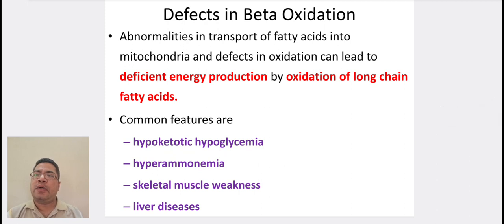Coming to defects in beta oxidation. Abnormalities in transport of fatty acids into mitochondria and defects in oxidation can lead to deficient energy production and oxidation of long chain fatty acids. Common features are hypoketotic hypoglycemia, hyperammonemia, skeletal muscle weakness, and liver diseases.